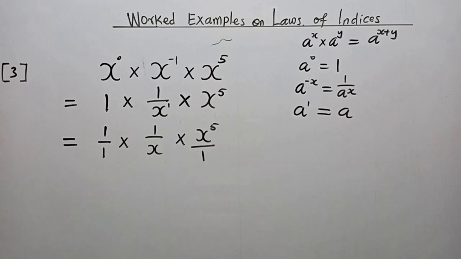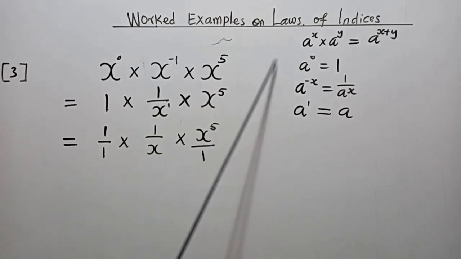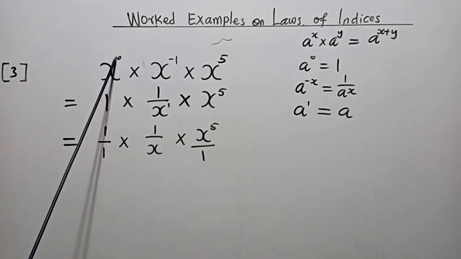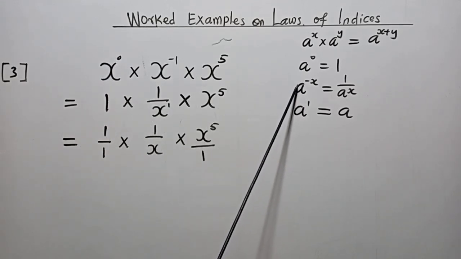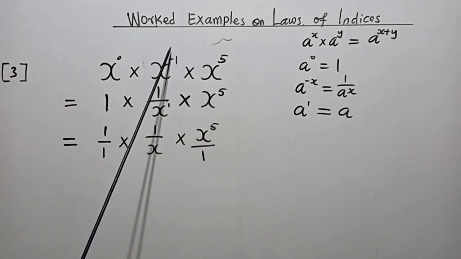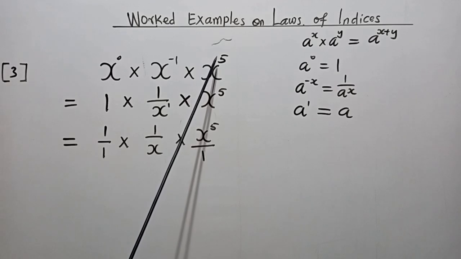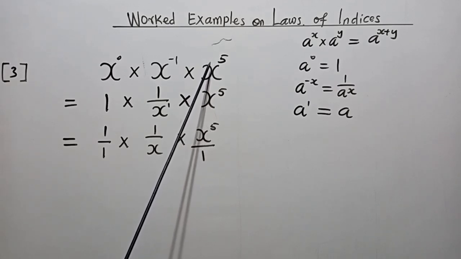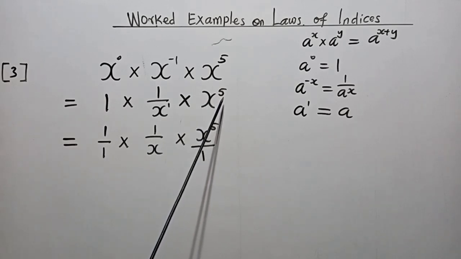Here we go. I apply this law to ensure that this x to the power 0 becomes 1. I apply this law to ensure that this x to the power minus 1 becomes 1 over x to the power 1. Then, next, we multiply by x to the power 5. This is how this line of action came to be.